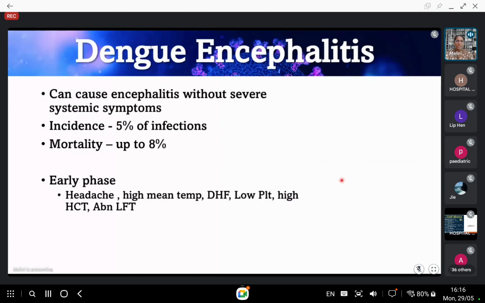So, dengue encephalitis. Dengue can cause encephalitis without systemic symptoms, so you don't need to be in dengue shock or dengue hemorrhagic shock in order to have dengue encephalitis. It's seen in about 5% of infections, and mortality is about 8%. In the early phase, you can just have headache and high temperature. It can be associated with dengue hemorrhagic fever, low platelets, high hematocrit, and abnormal liver function, so very non-specific.